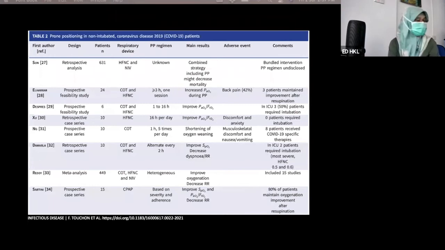These are some of the studies. I took only half; there are actually two pages. If we look here, the main result in all of them is improved oxygenation and PF ratio. But there is a risk of the patient going back to hypoxia in the supine position. If we re-supine, there is a risk there.